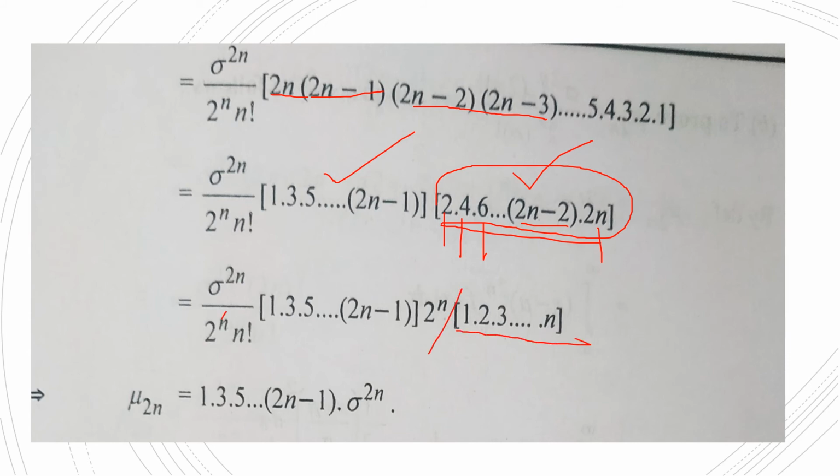So this will cancel with this. What is this? This is n factorial. This cancels with this. So these are the expressions for the moments of normal distribution.